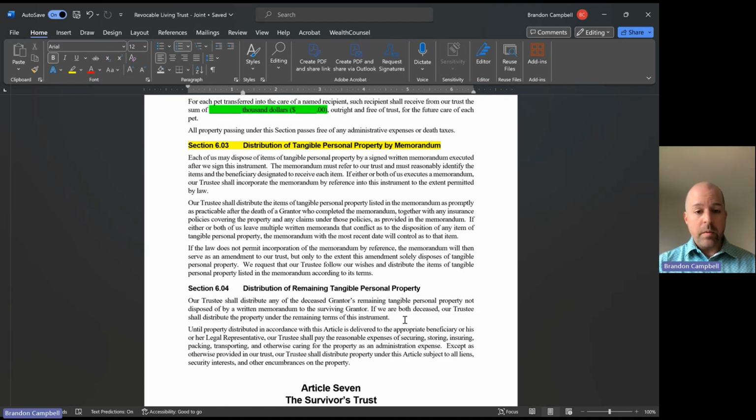Distribution of remaining property. In this context, we have things that we maybe didn't identify, or maybe we didn't make a memo to begin with. So, trustee, whatever's there that I haven't told you what to do with, I am giving you the power, I'm giving you the discretion to make those decisions for me.